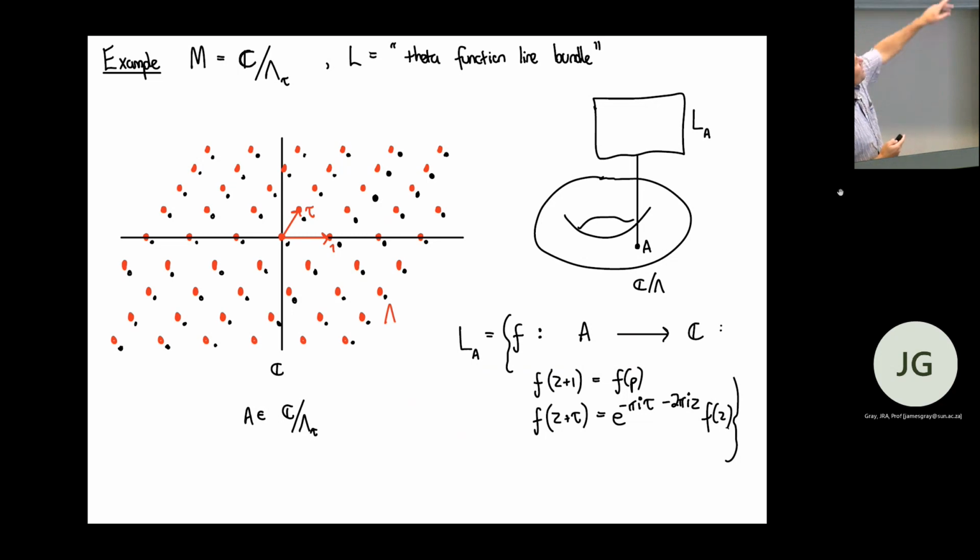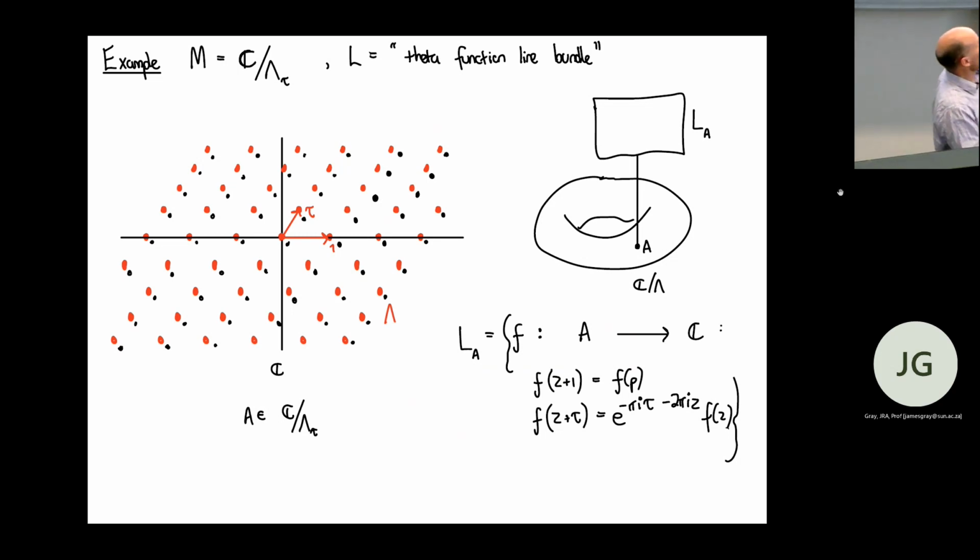What you do is all those black dots, I'm going to associate a single one-dimensional complex vector space, namely the vector space of all functions on those black dots which satisfy these two equivariance properties: when I move across by one, the value of the function doesn't change. So when I move in the direction of the one generator, or in the direction of the other generator, the value of the function picks up this factor in front.